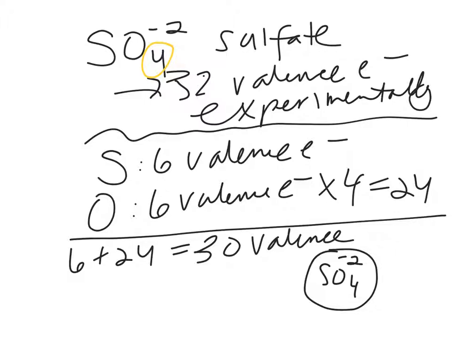So these are polyatomic ions. They're made from multiple atoms, and that group of atoms has a net charge of either positive something or negative something, depending upon if it's a cation or an anion. And if you look at the handouts on the Canvas page, you'll see lists of some common polyatomic cations and anions.